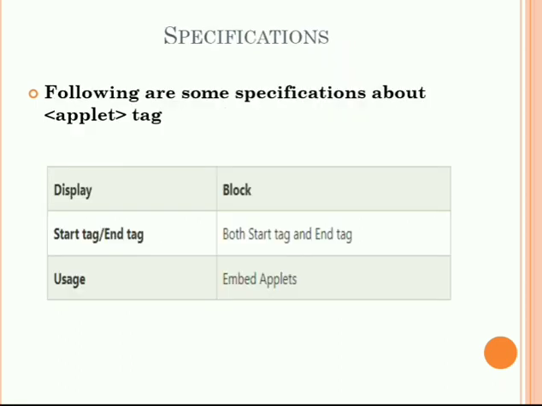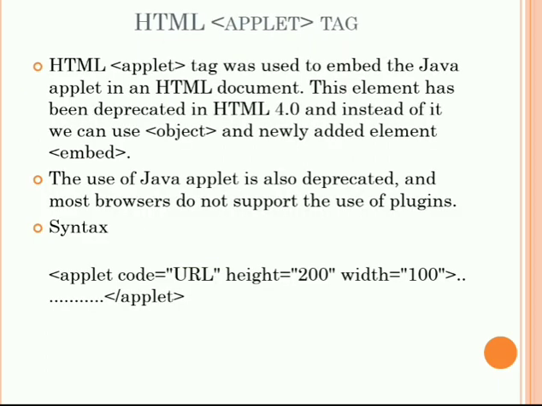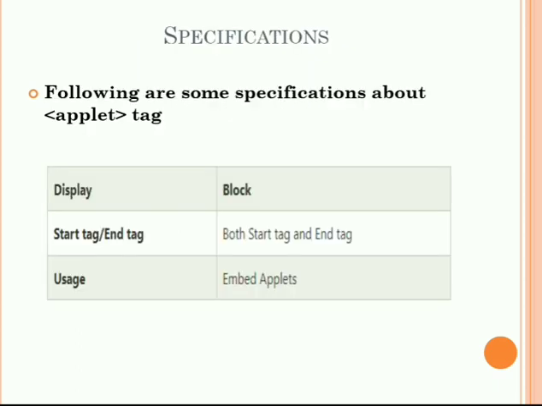Now let's see some of the specifications of the applet tag. Following are some of the specifications of the applet tag. Start tag and end tag, both the tags are present as we have seen in the last slide. That is applet, the starting tag is applet, and the ending tag is slash applet. These are the two tags, start tag and end tag.